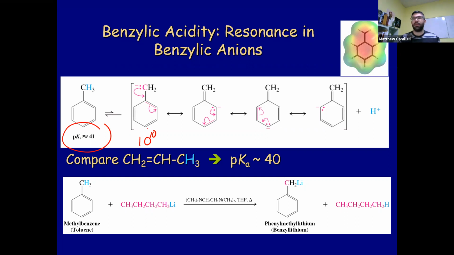Now, for me, propene, if I remember correctly, it's a little bit higher than that. Let me confirm that. Yes, propene should have been 44. So there's a mistake in the PowerPoint there. Alkynes, so if there was a triple bond here, that would have been around 44.